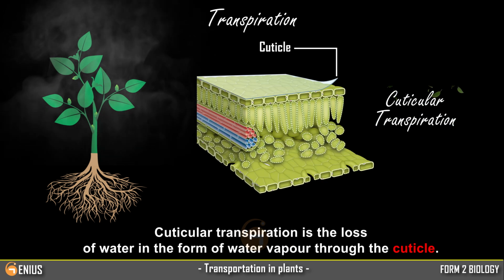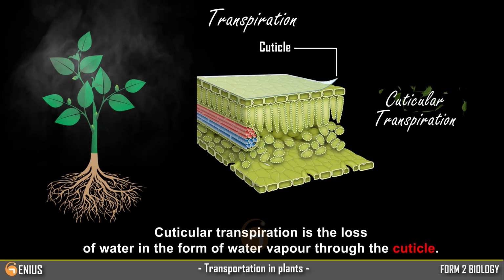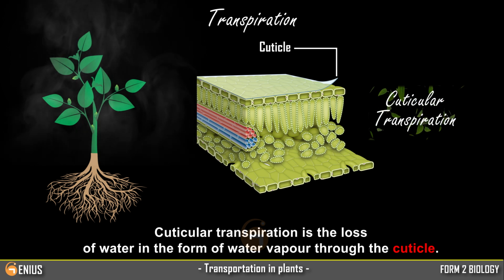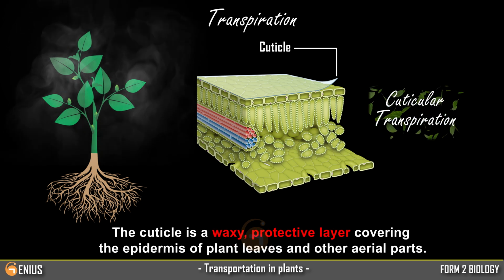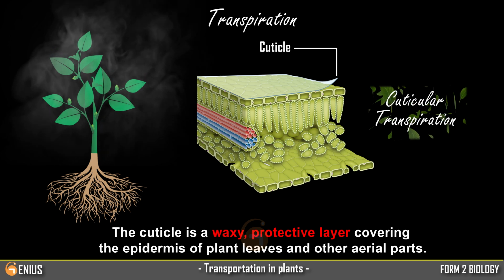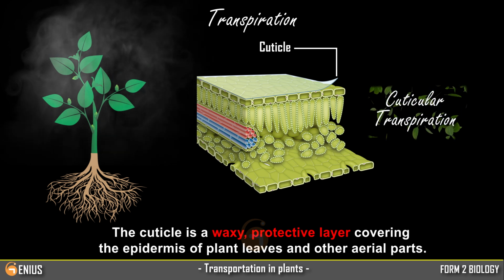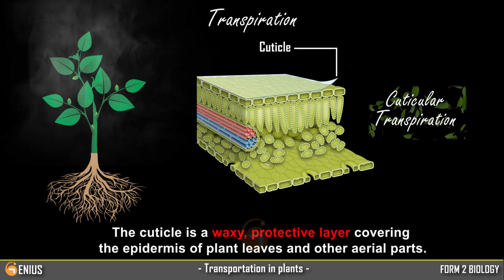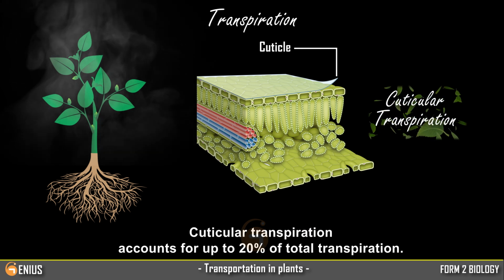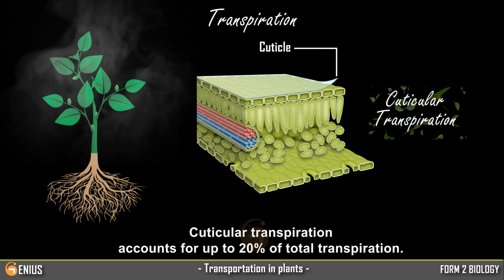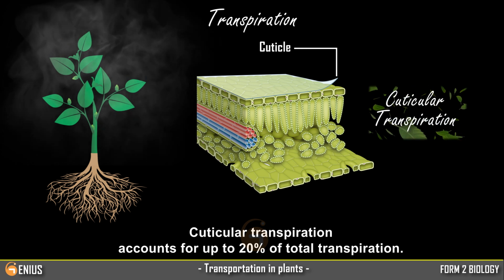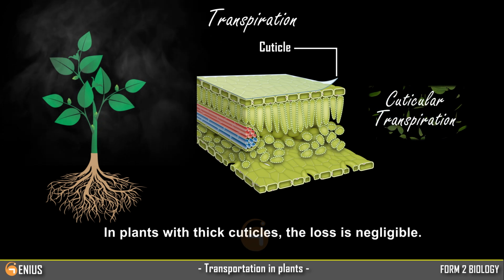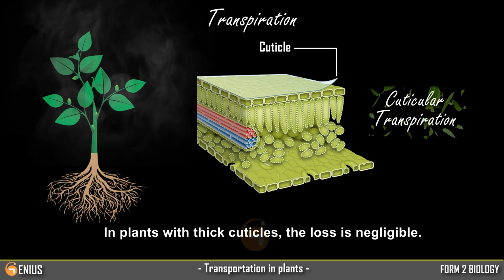Cuticular transpiration is the loss of water in the form of water vapor through the cuticle. The cuticle is a waxy, protective layer covering the epidermis of plant leaves and other aerial parts. Cuticular transpiration accounts for up to 20% of total transpiration. In plants with thick cuticles, the loss is negligible.